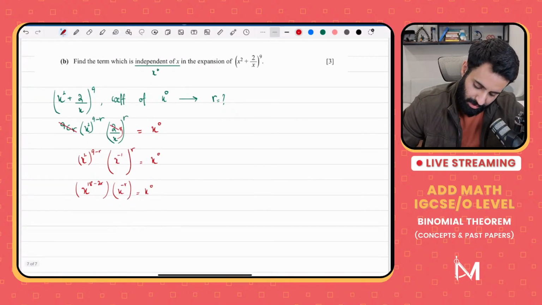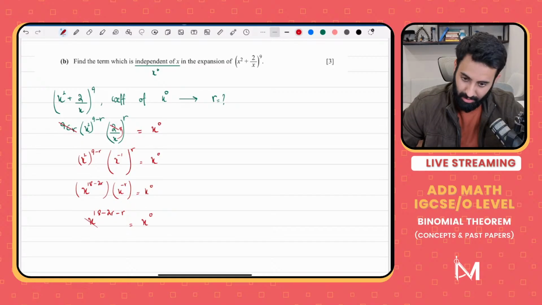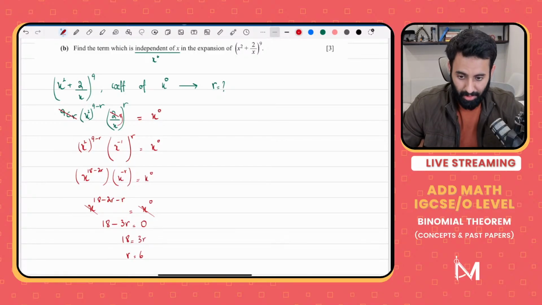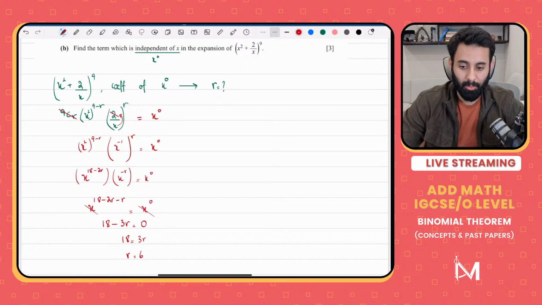Using rules of indices, same bases are being multiplied, so powers will be added. 18 minus 2r minus r equals 0. X power 0, we ignore the bases. So we have 18 minus 3r, which is equal to 0. That means 18 equals 3r, which means r is equal to 6. ठीक है, यहाँ पे कहानी खत्म नहीं हुई. We have just found out the value of r, which will give us our desired term.